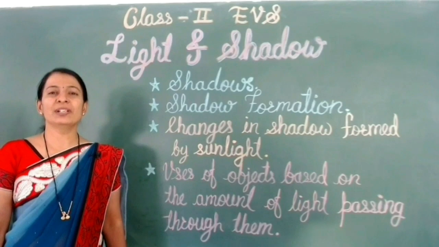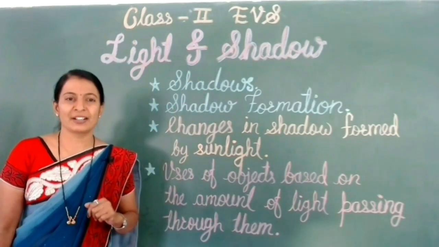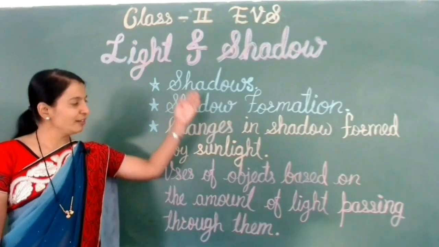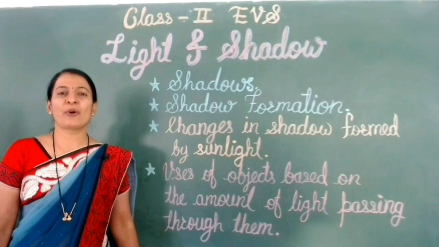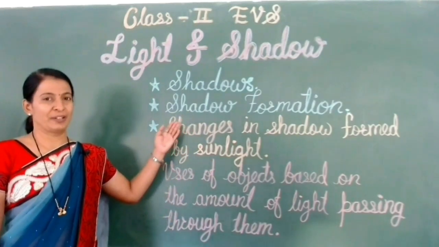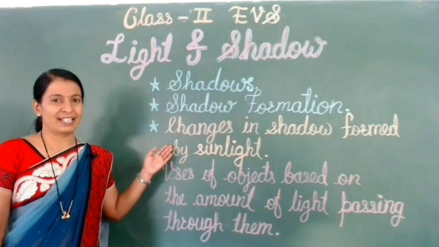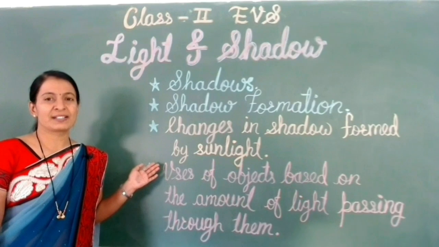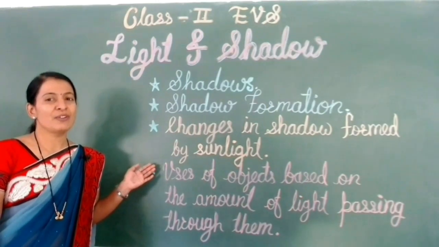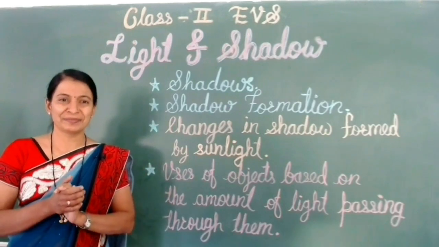Today we are going to learn the lesson Light and Shadow. In this lesson we are going to learn all these points. First point is shadow, second point is shadow formation, third point is changes in shadow formed by sunlight, and last point is uses of objects based on the amount of light passing through them. So let's start.